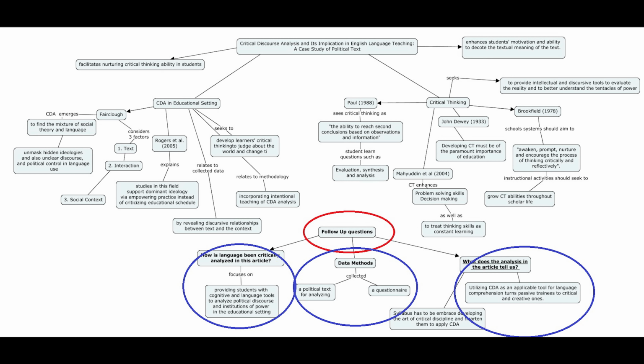Finally, the analysis of this article tells us that the syllabus has to embrace developing the art of critical discipline and teaching learners to apply critical discourse analysis. It also tells us that utilizing critical discourse analysis as an applicable tool for language comprehension turns passive students into critical and creative ones. Lastly, it suggests that females were more influenced than males, but in every way the difference was not to a great degree impressive.